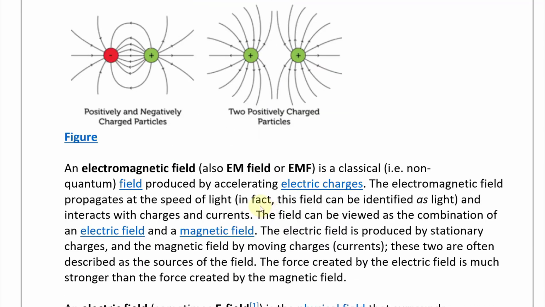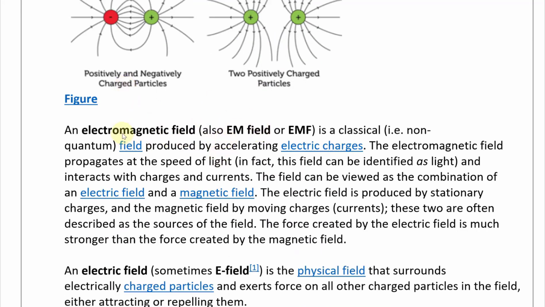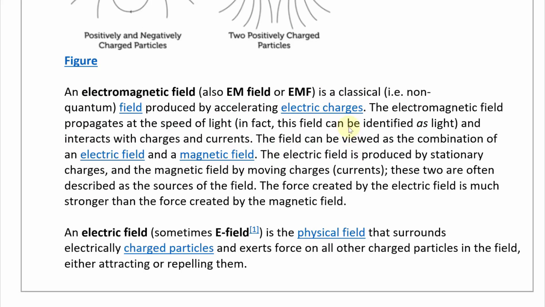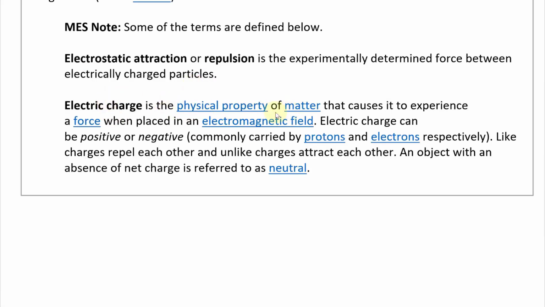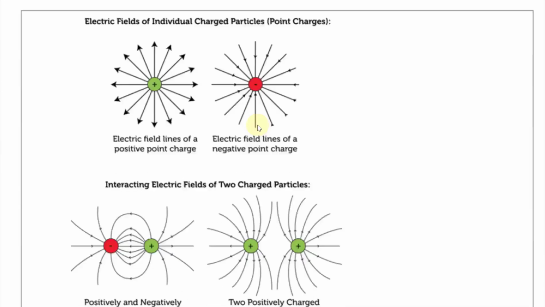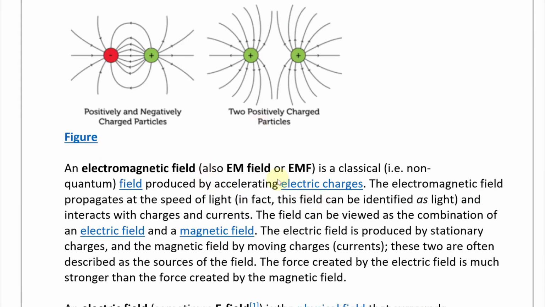Let's continue further. So an electromagnetic field, also EM field or EMF, is a classical, i.e. non-quantum field. And in this video, I'm not going to be going over quantum mechanics. So basically just a basic classical field produced by accelerating electric charges. So notice just a bit of circular reasoning over there. A charge, electric charge, is a property of matter that causes it to experience a force when placed in an electromagnetic field, and the field is generated by accelerating charges. So it's a bit of circular reasoning.